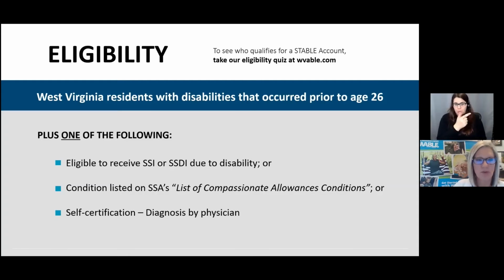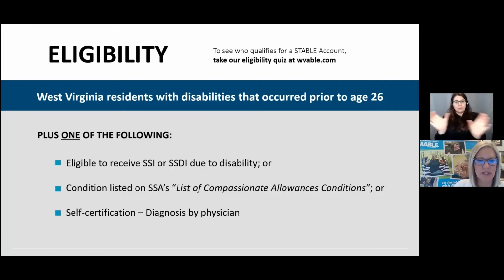And then one of the following criteria: the individual is eligible to receive SSI or SSDI due to the disability or blindness. So this does not mean you actually have to be receiving SSI. In other words, it simply means that the individual has received a disability determination by Social Security, or the condition is listed on Social Security Administration's list of compassionate allowances conditions, or through self-certification.